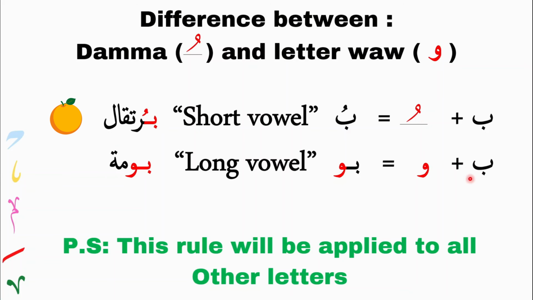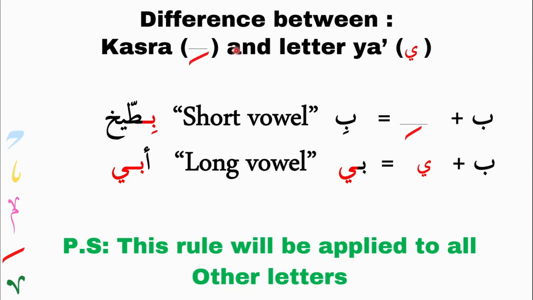But if I have the letter ba attached to the waw, which is considered as a long vowel, it will sound as boo, as in the word booma, which means an owl. So, again, the big difference between them is with the short vowel as bu and long vowel as boo.